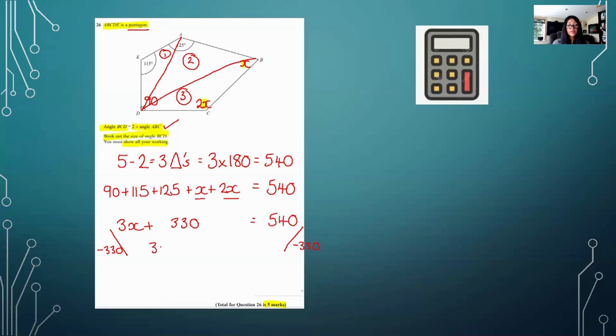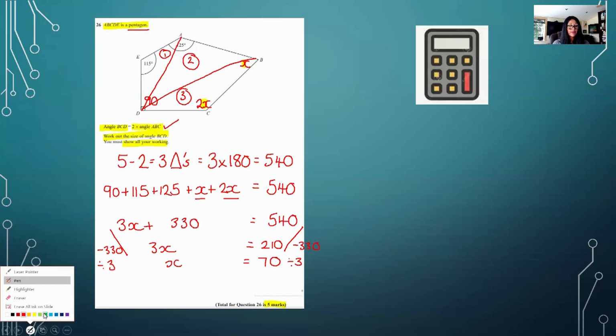So I'm left with 3x on this side, and on my calculator, 540 minus 330 is 210 degrees. Now, I don't want 3 x's, I want 1x. This is 3 times x, so we do the opposite. I'm going to divide both sides by 3. 3 divided by 3 is 1, and 210 divided by 3 is 70. So x equals 70. Let's put this up here. This angle here is worth 70 degrees, and this angle here is 2 lots of 70 degrees, which is 140.